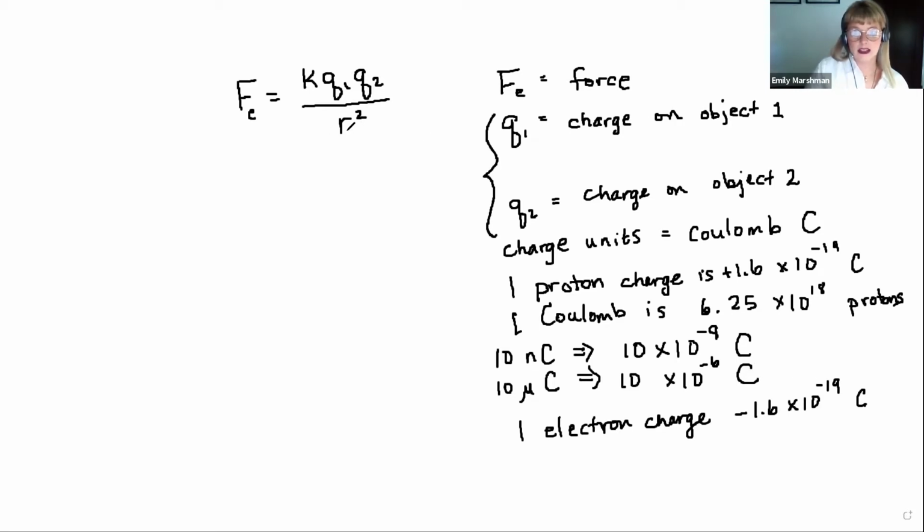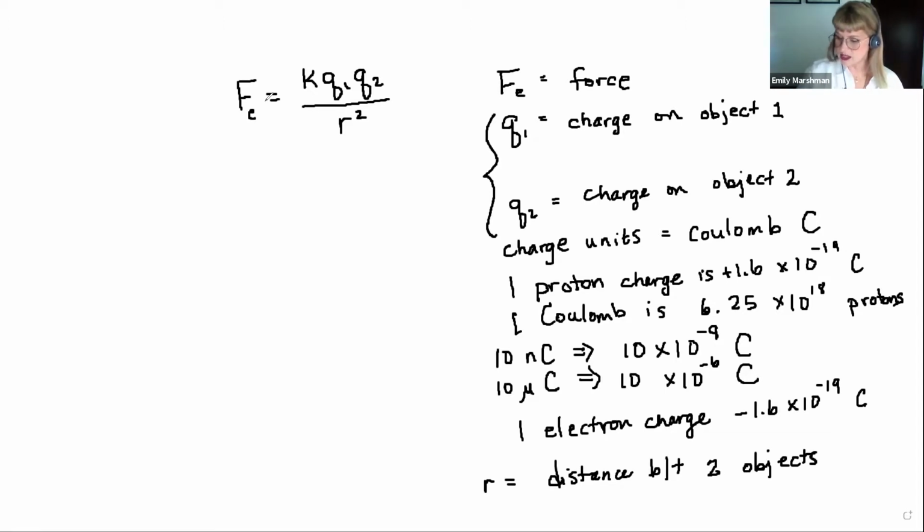And lastly, what is r here? r is equal to the distance between the two objects that are charged. So as the distance between the two objects goes up, the electrostatic force between them goes down. So that's how we can actually quantify.